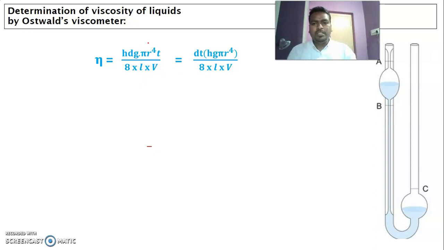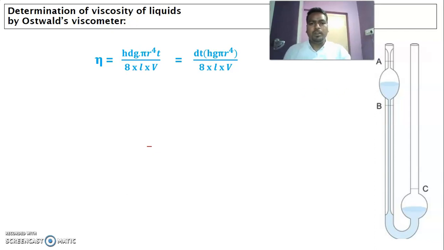If we further simplify, in this equation, except d and t, except density of the liquid and time taken by the liquid to pass through two reference points, all the terms are constant. For example, here h, the height, is constant. That means in the instrument, the height of the capillary column is constant, and g, the acceleration due to gravity, is also constant. Pi, the radius of the capillary tube, the length of the capillary and the volume of the liquid which is filled in the capillary are also constant.